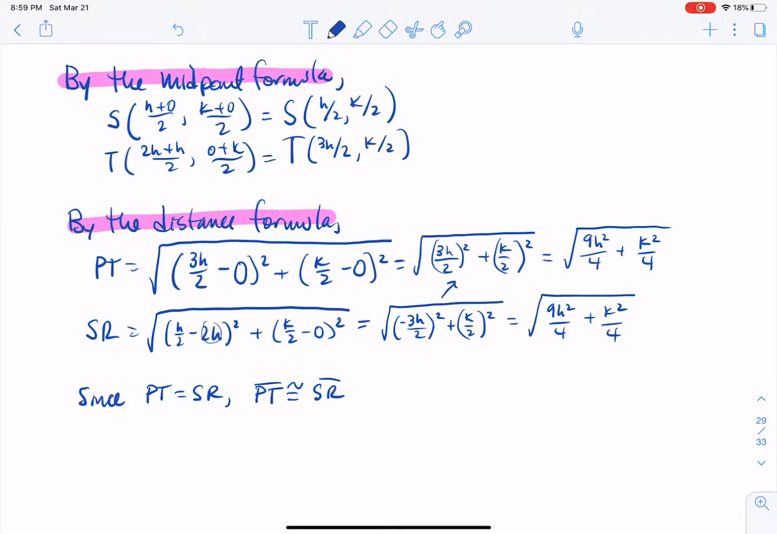What allows me to go from one to the other? Of course, it is by the definition of congruent segments.